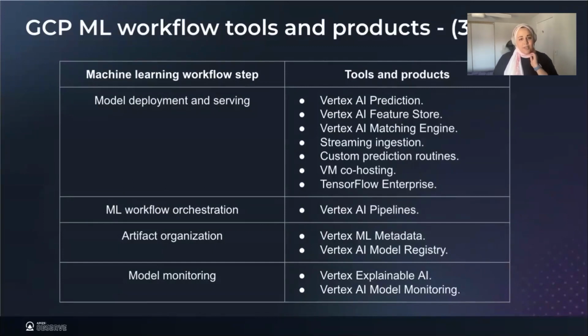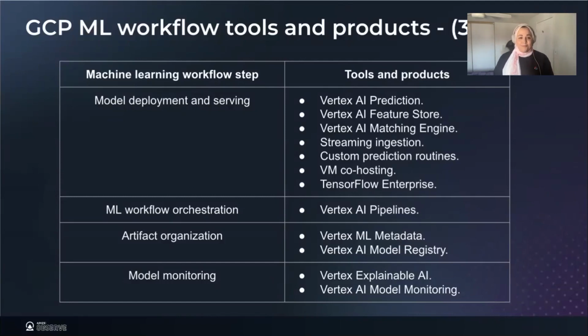So for model deployment and serving, we have some tools connected with Vertex AI, like prediction, Feature Store, Matching Engine, and others like streaming ingestion, custom prediction routines, VM co-hosting, and TensorFlow Enterprise. For ML workflow orchestration, there is Vertex AI Pipelines. You can add to that Apache Airflow or Kubeflow as well. For artifact organization, we have Vertex ML Metadata and Vertex AI Model Registry. And for model monitoring, we have Explainable AI and Model Monitoring. So those tables are to let you know what products provided by GCP you can map to each step we covered in the end-to-end workflow.